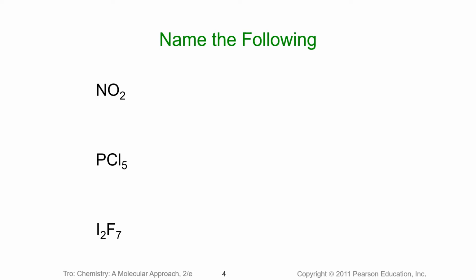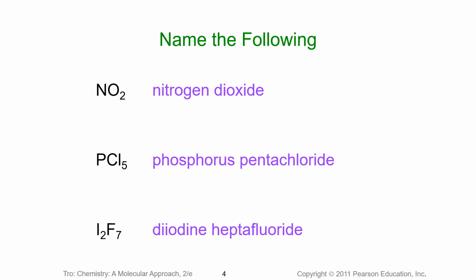Here's an example for you to try. Name the following compounds. N would be nitrogen, and there's just one, so we wouldn't include the mono. 2 oxygens, so it would be nitrogen dioxide. P is phosphorus. There are 5 chlorines, so it would be phosphorus pentachloride. 2 iodines, so it's diiodine heptafluoride because of the 7 fluorines. So diiodine heptafluoride.